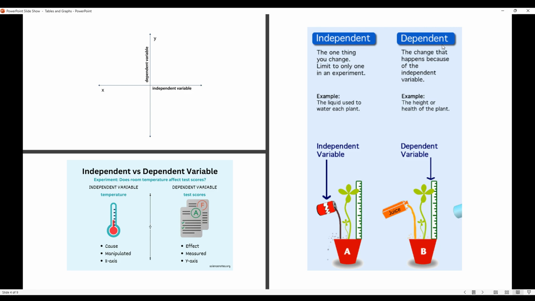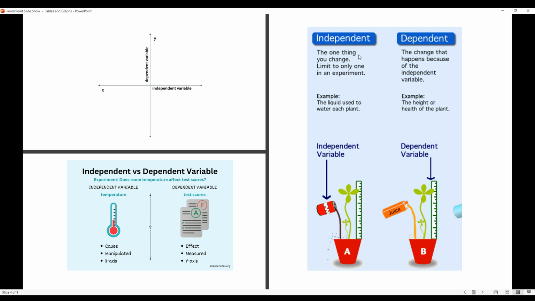Also, we're going to be talking about the difference between dependent and independent. If you think about the meaning of each word, you could tell the difference. Dependent variable means it depends on another variable. So it changes based on another variable. Independent means it's not affected by any other variables.